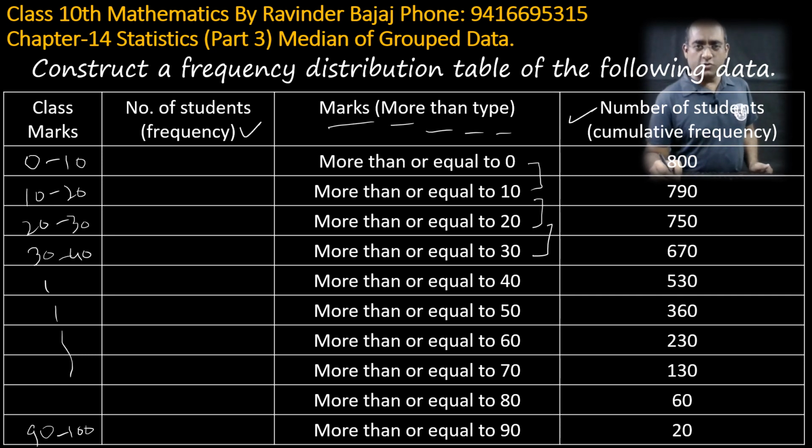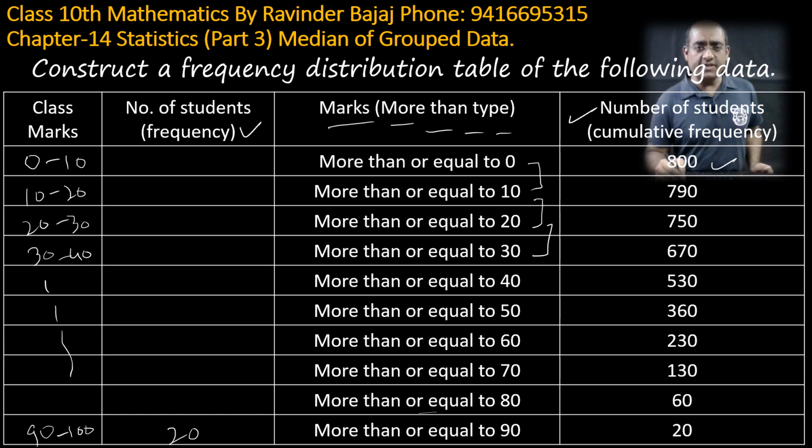Now frequency also we have to find. Now to find frequency, see, this is the total of all the frequencies. It is starting from here. So more than 90, only 20 students are there. More than 80, 60 students are there.